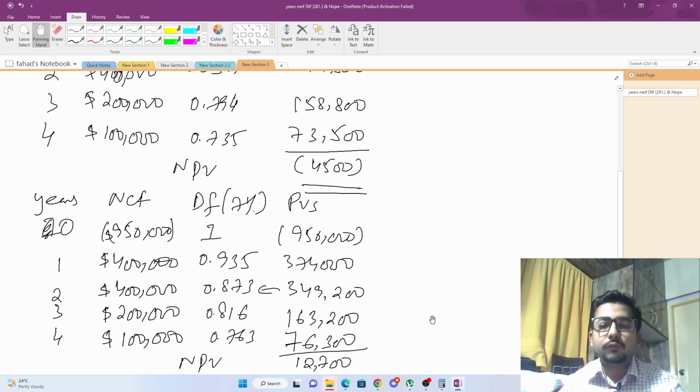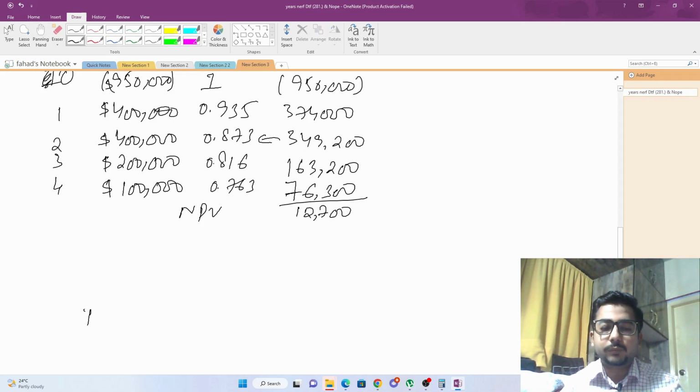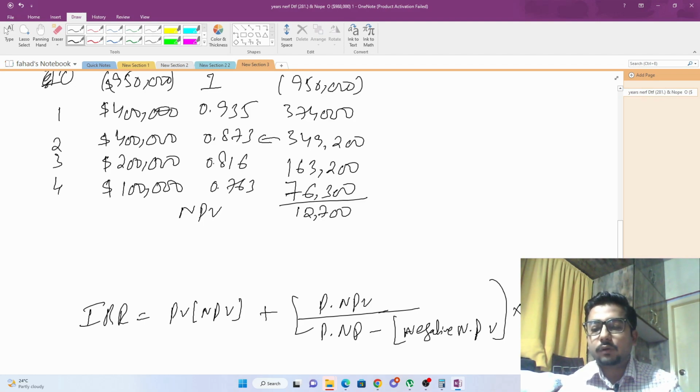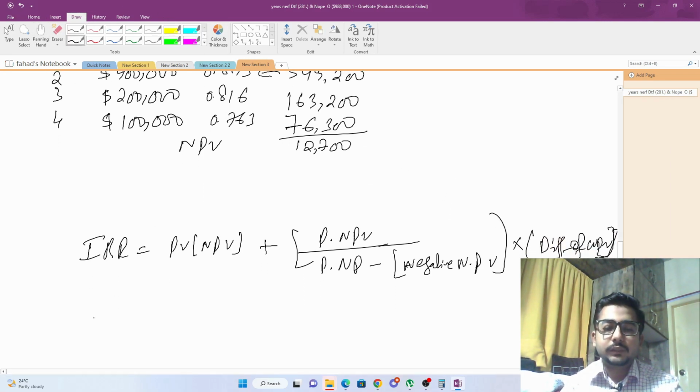Now I'll be doing the question of IRR, which is the last requirement of the question. After this, our question will end. IRR is equal to the positive NPV plus the positive NPV divided by the positive NPV minus the negative NPV. So minus minus plus will be plus, and multiply by the difference of both discount rates. The formula can be rearranged in many situations, but the way I have done it is for your simplicity. So IRR is equal to the rate with the positive NPV, which is 7%.